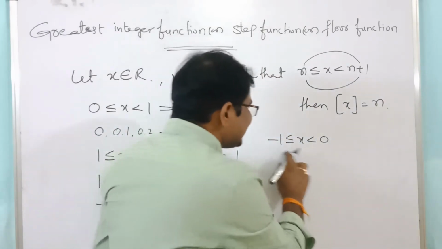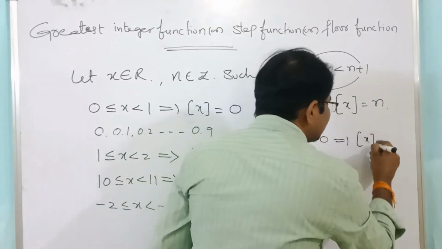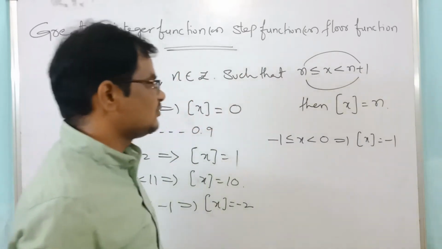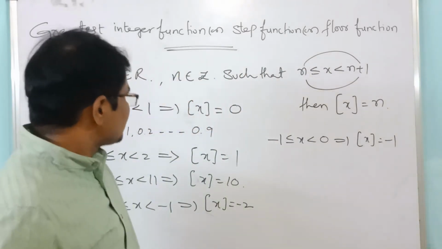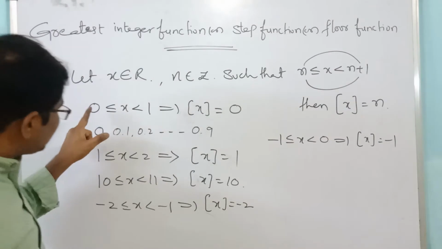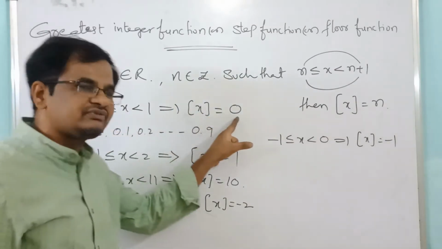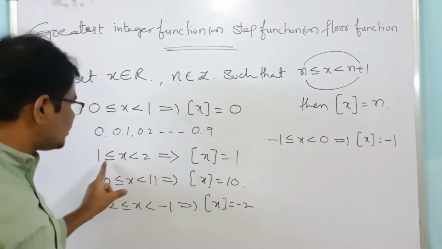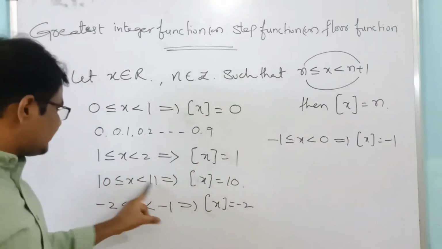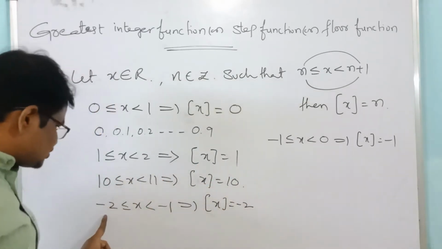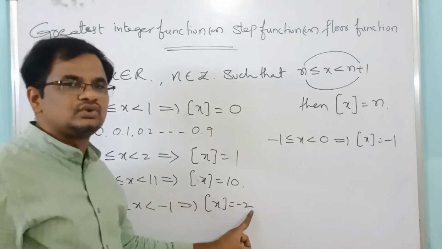So in this one, what is the integral part? Definitely it is equal to minus 1 only. Okay, now the value of x belongs to 0 to 1 including 0, step of x is 0; 1 to 2 including 1, it is 1; 10 to 11 including 10, it is 10; and minus 2 to minus 1 including minus 2, we get minus 2.